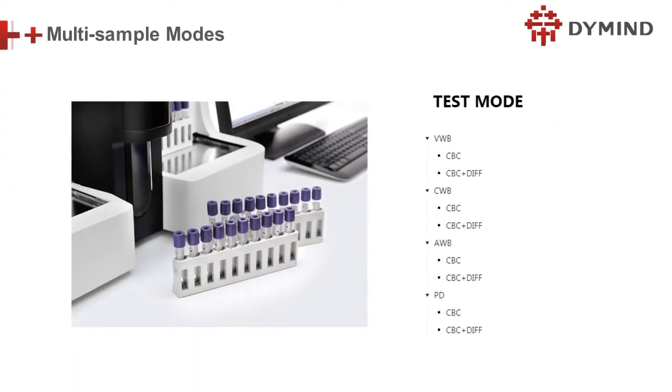Next one is the multi-sample mode. What is multi-sample mode? In WB mode, we can do CBC, CBC diff. In CW mode, CBC, CBC diff. In AWB mode, we can use CBC and CBC diff. PD, we can use CBC and CBC diff. So totally we have 8 modes.